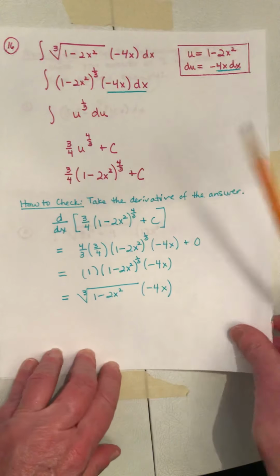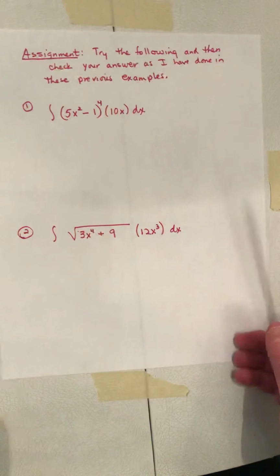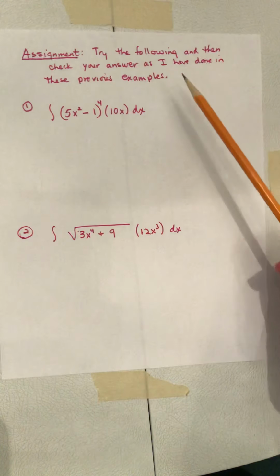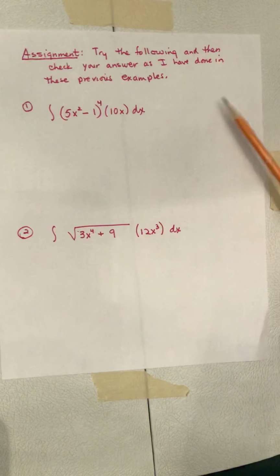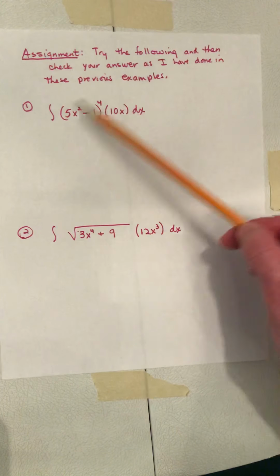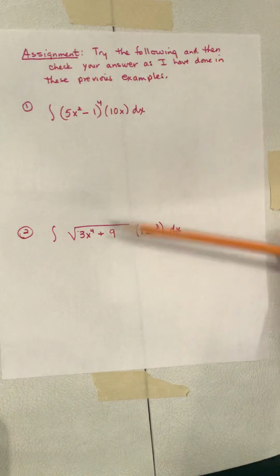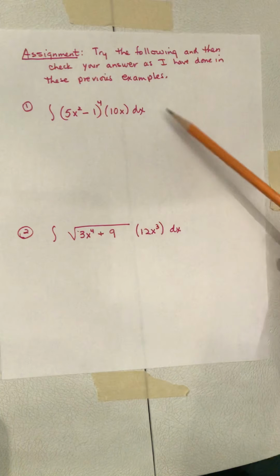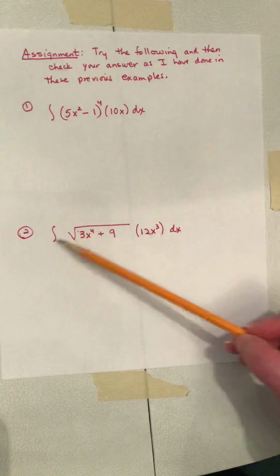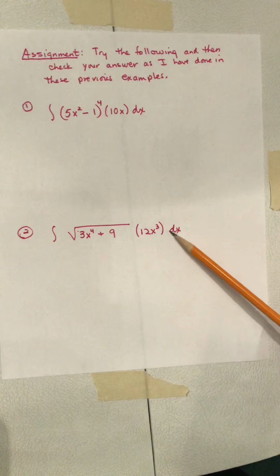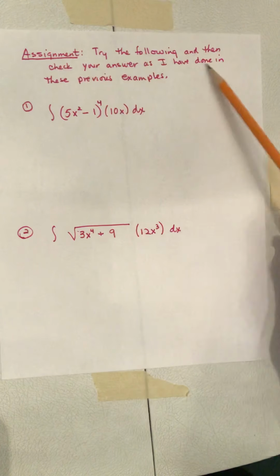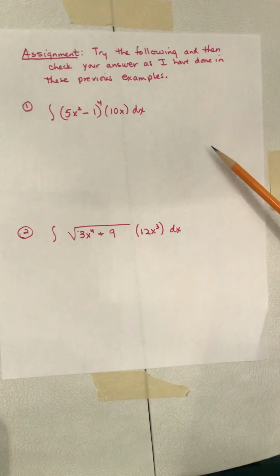All right, let's see what we have here. For tonight's assignment, I only have 2 practice problems. They're the same thing I just went over and what you did last night. I want you to integrate these using the u-du substitution method that we just did. But the other thing I want you to do is try these and then check them. I didn't write that. Try the following and then check your answer as I have done in the previous examples.